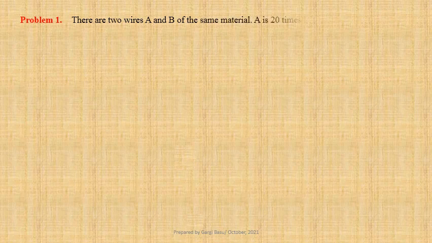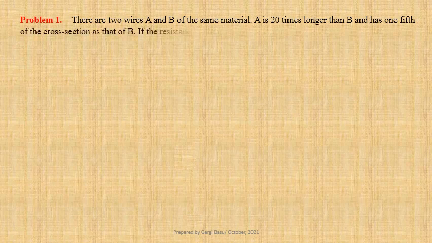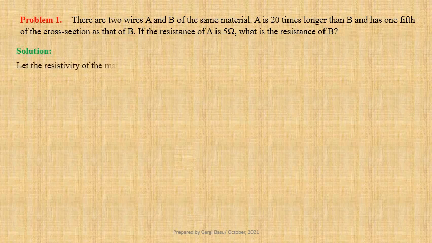There are two wires A and B of the same material. A is 20 times longer than B and has 1/5 of the cross section as that of B. If the resistance of wire A is 5 ohm, we have to calculate the resistance of wire B. Let the resistivity of the material be rho.